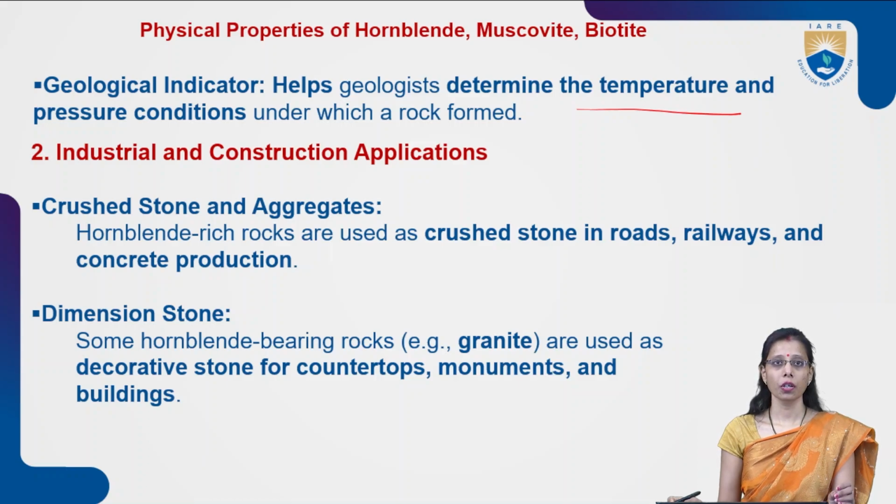Now, if you talk about the industrial and construction applications, in this we have crushed stones and aggregates. Hornblende-rich rocks are used as crushed stone in roads, railways, and concrete production. So basically, it is useful in the construction field, in roads, railways, and other construction work such as concrete production.